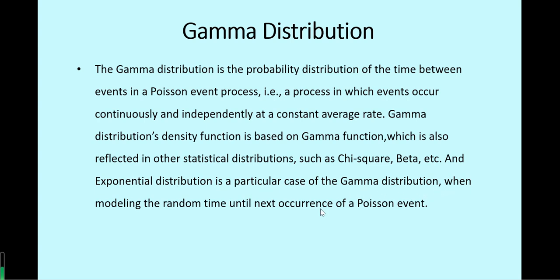So when we want to model the random time until next occurrence of a Poisson event, if you want to know the random time until next one-time occurrence, this random variable has exponential distribution. But generally, we can model the random time until next several times occurrence. So this is gamma distribution, right?